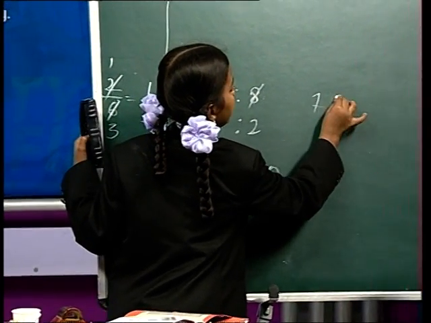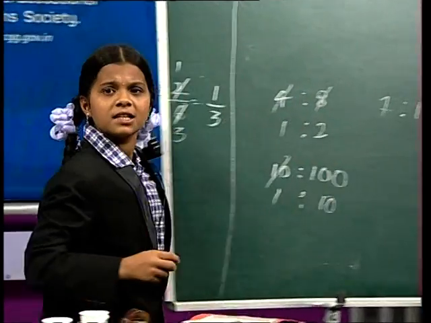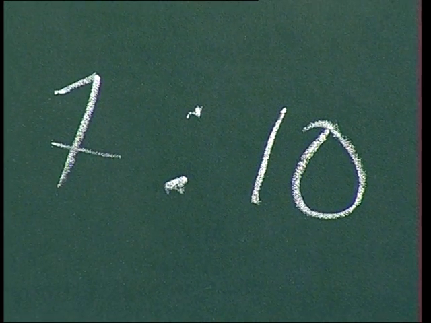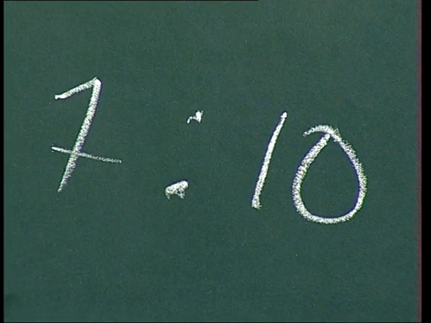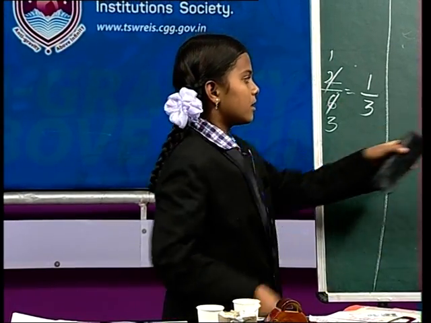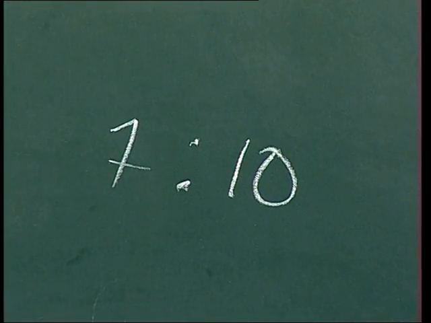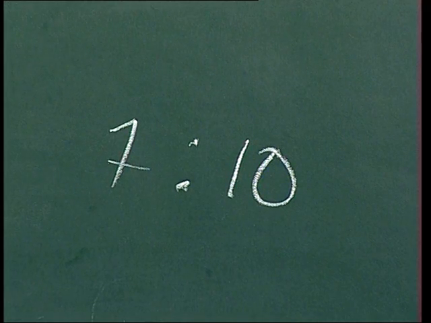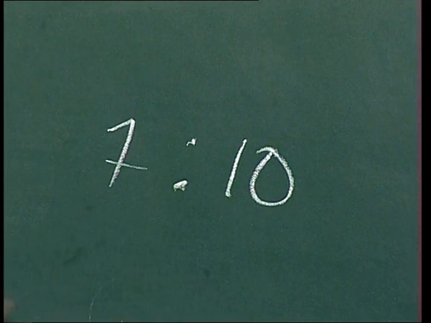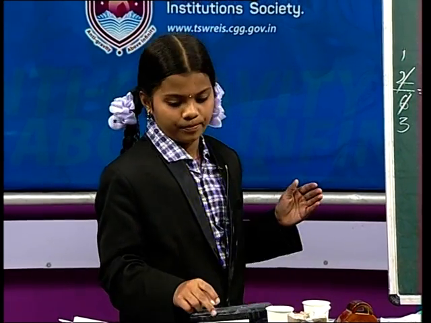So here 7 is to 10. Friends, are there any common factors for 7 is to 10? No. 7 is to 10 is already in simplest form, so there are no common factors. Friends, a ratio is in the simplest form or in the lowest terms when it is written in terms of whole numbers with no common factors.